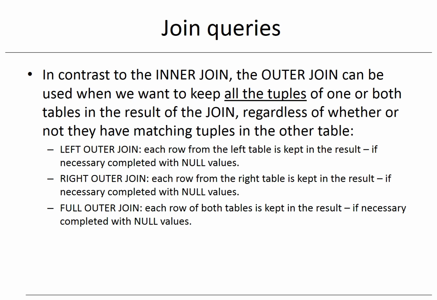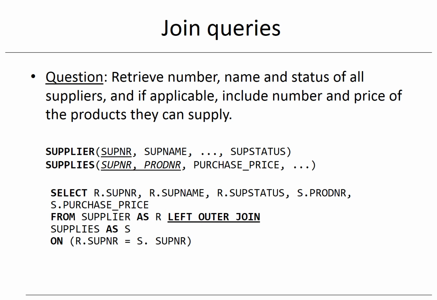Let's work out some examples. Consider the following question. Retrieve number, name, and status of all suppliers, and if applicable, include number and price of the products they can supply. In other words, we want information of all the suppliers, even if they cannot supply any products at all.